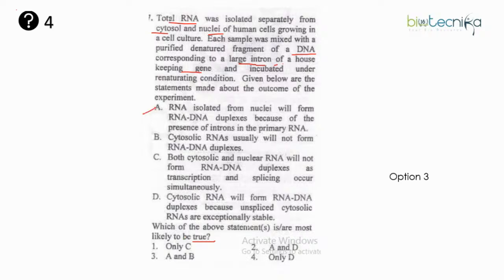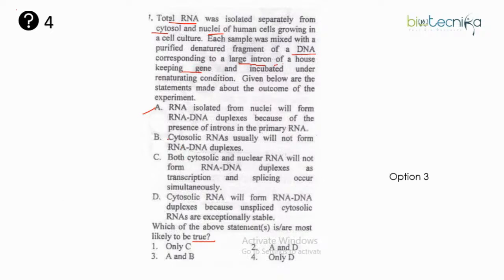First and foremost, the statement: RNA isolated from nuclei will form RNA-DNA duplexes because of the presence of introns in the primary RNA. Yes, when the RNA is being formed, the introns are present, which one by one will be spliced out as your transcription proceeds, right? But there is a high chance that this RNA has been isolated right before this particular intron could get spliced out. So there is a chance that this RNA and DNA can form a duplex.